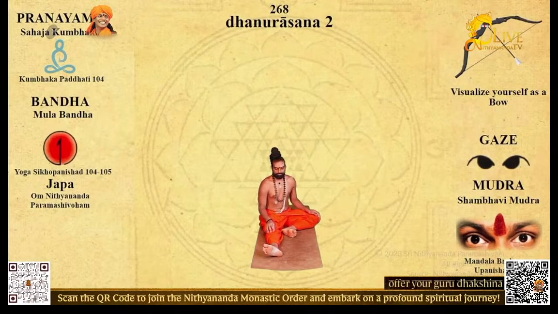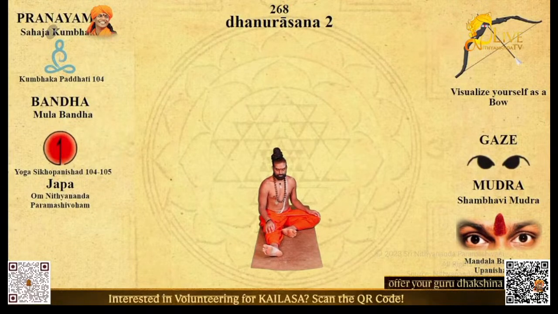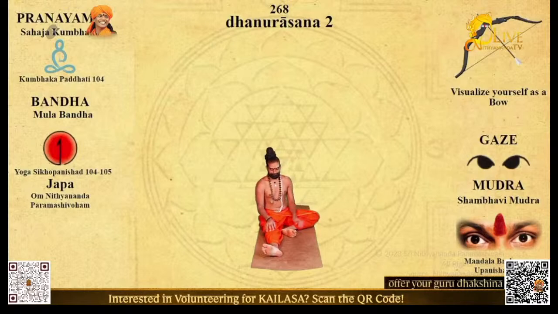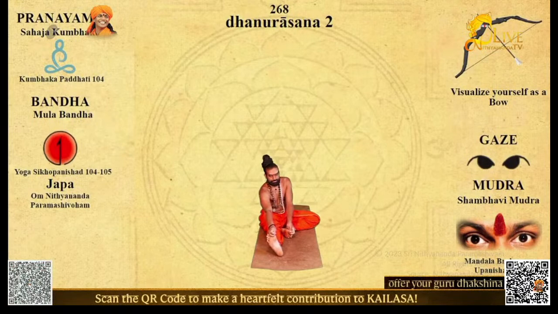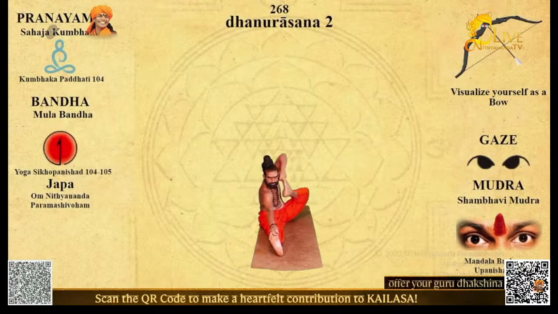Next up is Dhanurasana 2. Now, keep one leg extended and hold onto both the big toes with the respective hands in Prana Mudra. Now, pull the other foot towards your ear and visualize yourself as a bow.